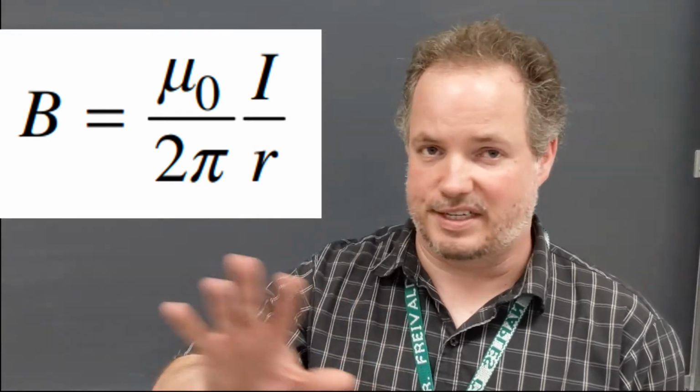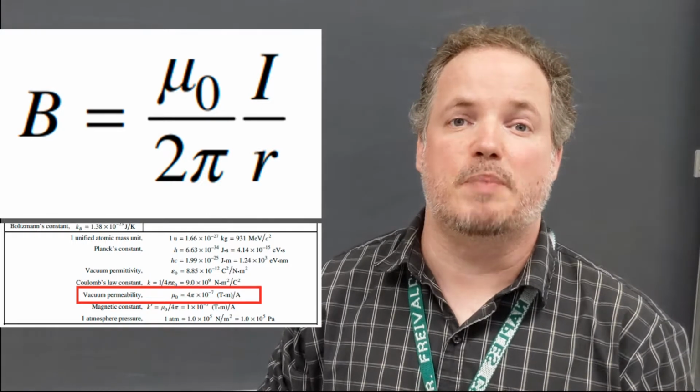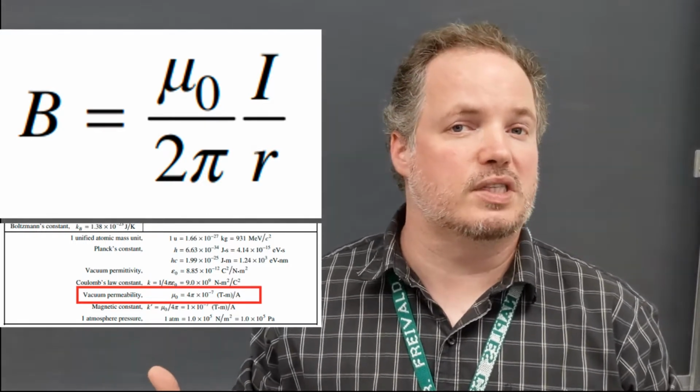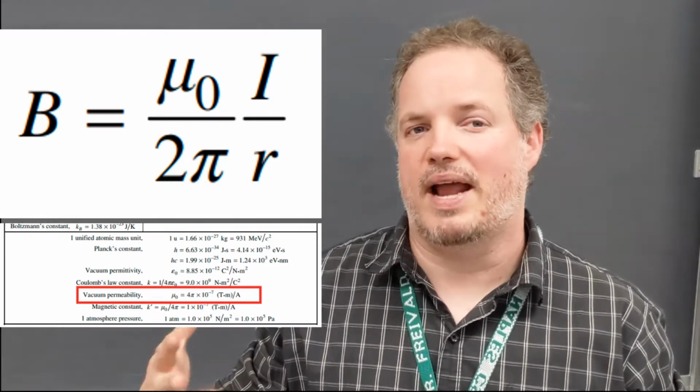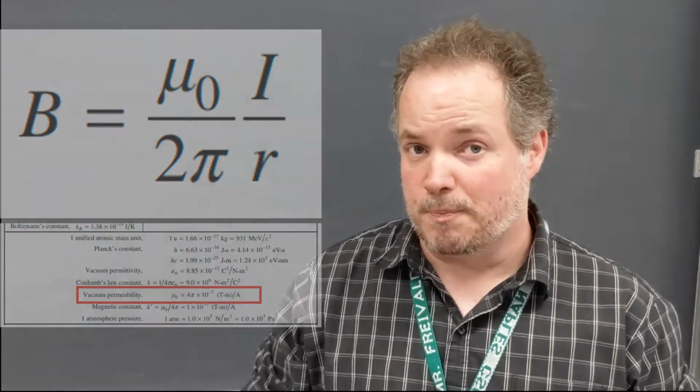Mu naught has nothing to do with coefficient of friction, okay? This is the permeability of free space. It's a constant of the universe that tells us essentially how well magnetic fields can spread through a vacuum. So in this relationship, mu naught is 4 pi times 10 to the minus 7 Tesla meters per amp. And that is a pretty small number. It tells us that the vacuum doesn't stop magnetic fields that well.